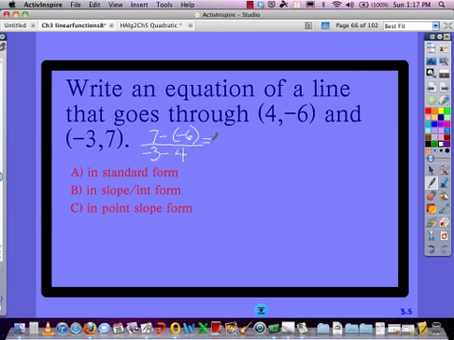Follow the math. Y minus y, 7 minus a negative 6 would be 7 plus 6, or 13, over x minus x, and that would be negative 3 minus 4, which is a negative 7. So it's looking like our slope is negative 13 sevenths. Knowing we have that, we will probably want to write this equation in standard form first. We have our slope. We don't want to play around with the other ones.